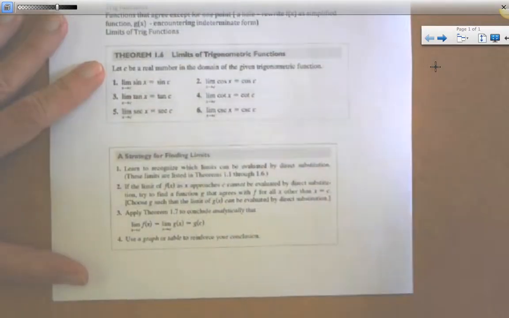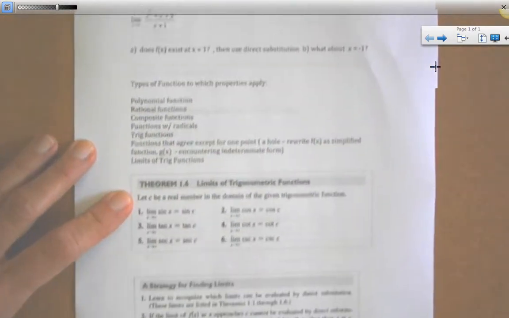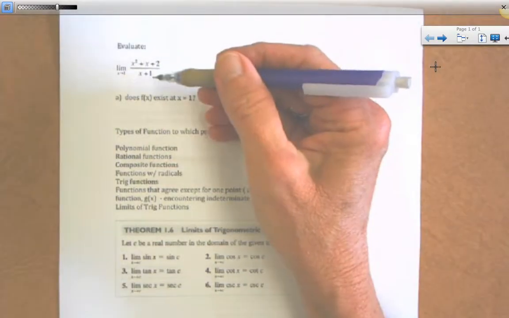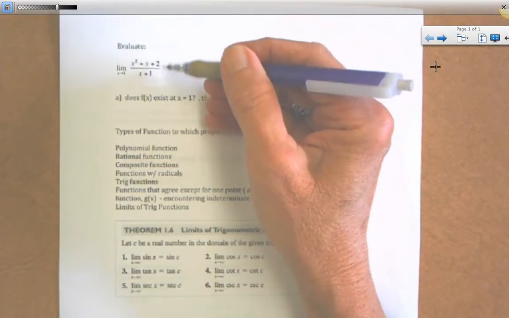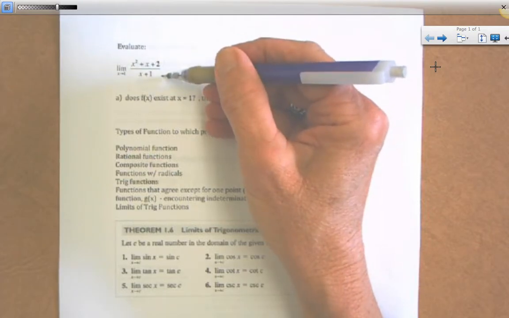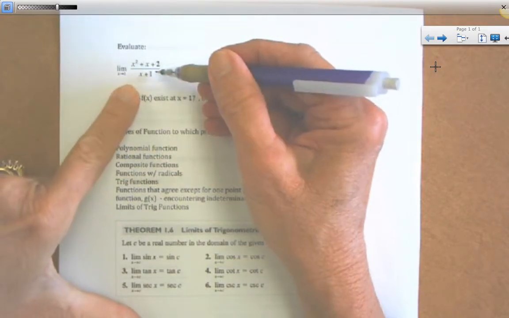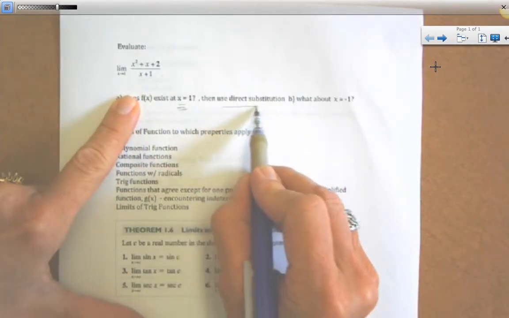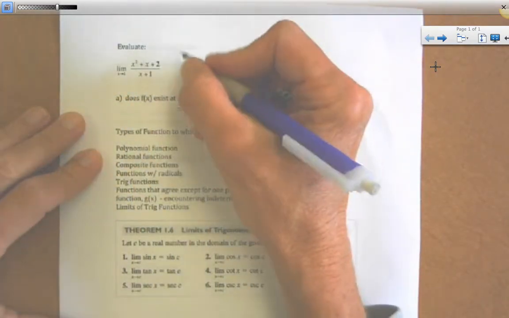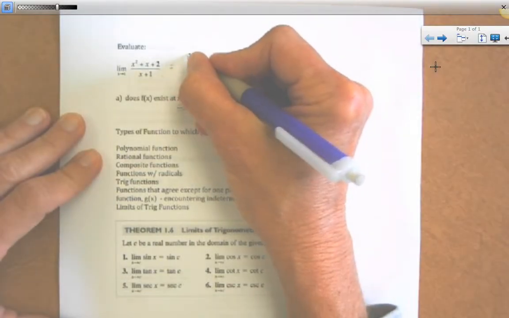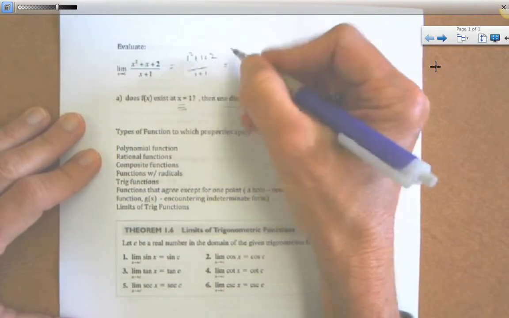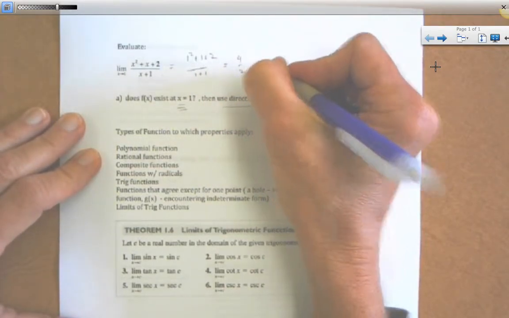All right. So let's look at this next example. Evaluate x squared plus x plus 2 over x plus 1. This is a rational function. It's a polynomial in the numerator and a polynomial in the denominator. Notice that it does exist at 1. We're not limited, so we can use direct substitution. So let's go ahead and plug in 1. That gives me 4 over 2, which is 2.